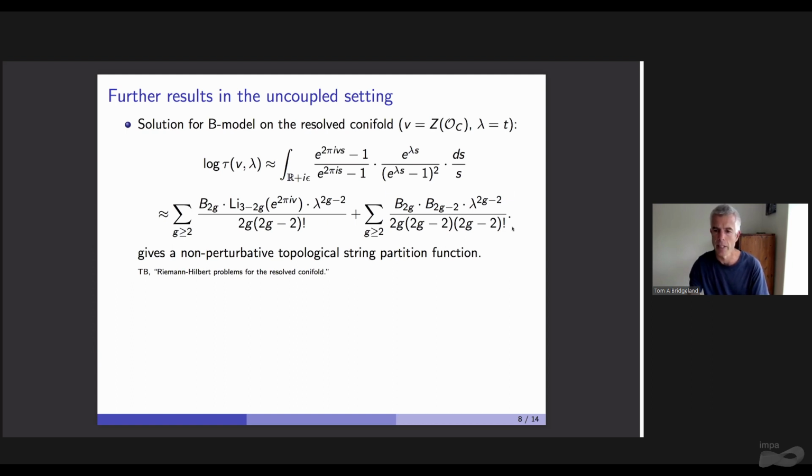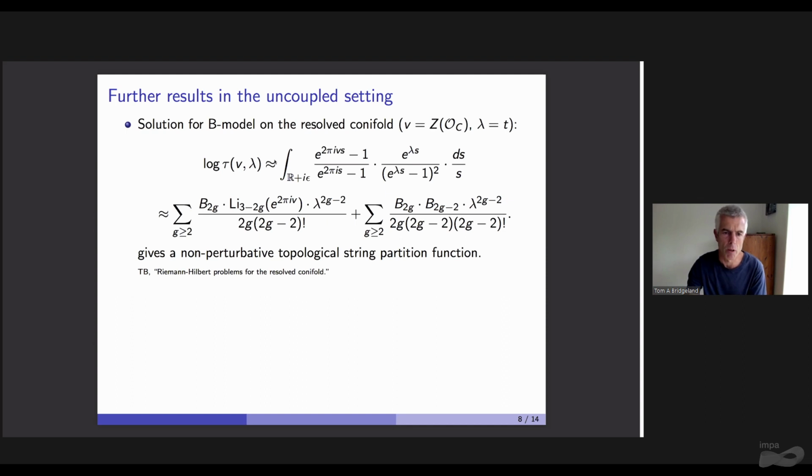So this is, what are they called? I mean, this is counting curves that get contracted to points, and this is the rest. So you can think of this as a particular choice of analytic function whose asymptotic expansion is the string partition function. So in that sense, it's a non-perturbative topological string partition function. And you get at it by considering this Riemann-Hilbert problem.